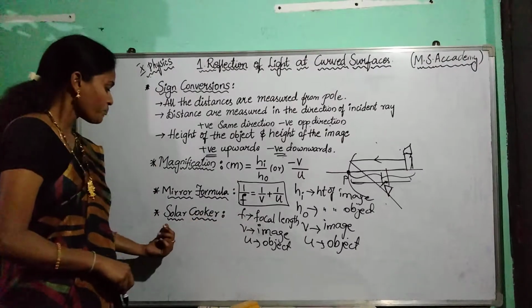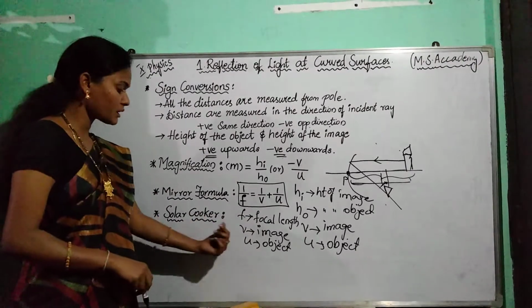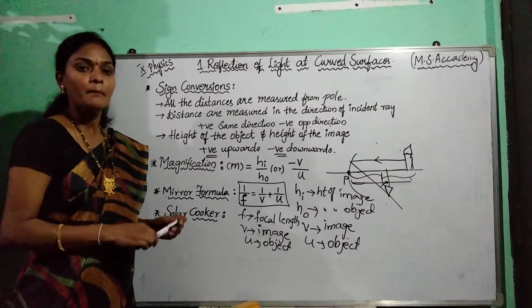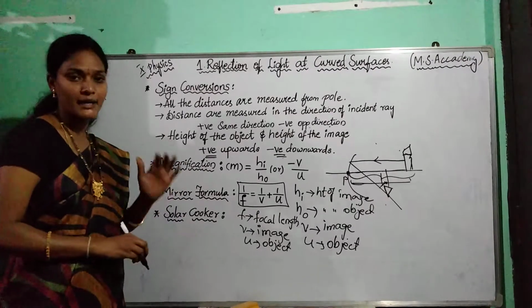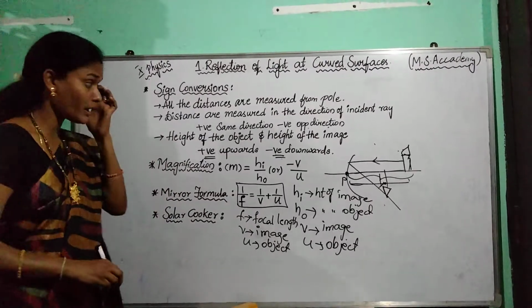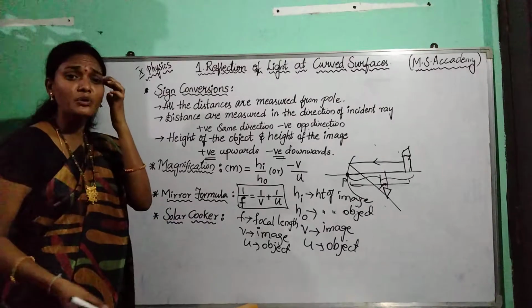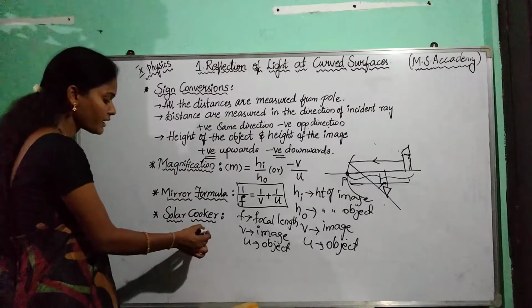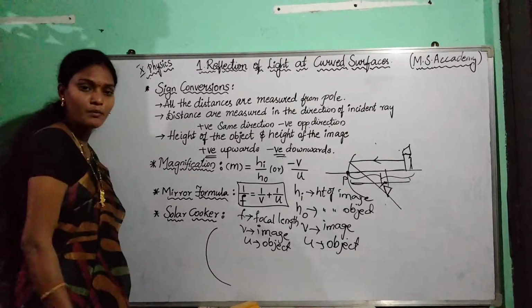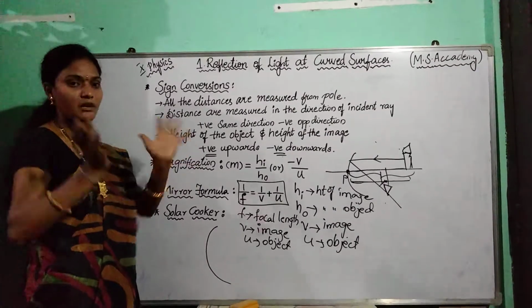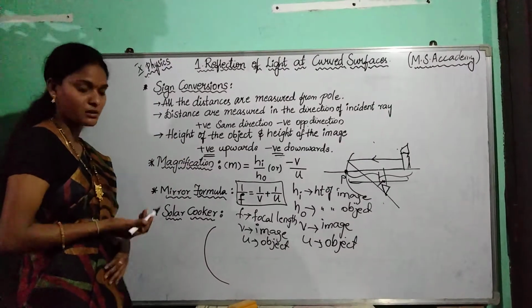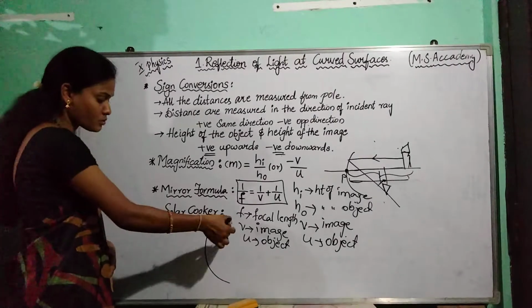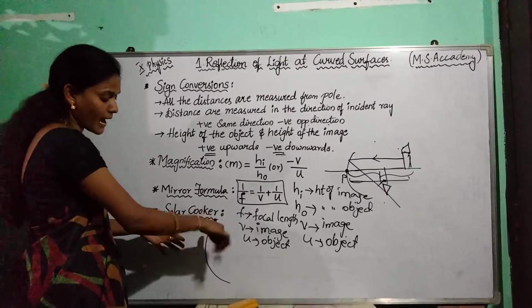Okay, next, solar cooker. This solar cooker is also not that important, but just in order to give you an idea, I'll explain it briefly. See, for this solar cooker, first you have to take one antenna. You all have an idea about an antenna, no? A TV dish antenna is kept at the top of our terrace. So take one antenna.